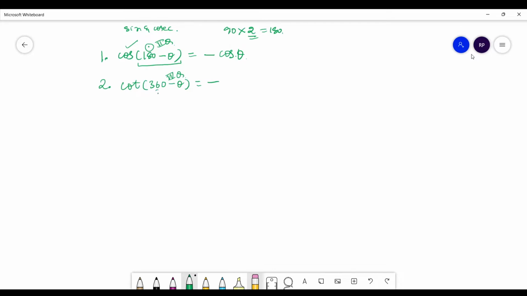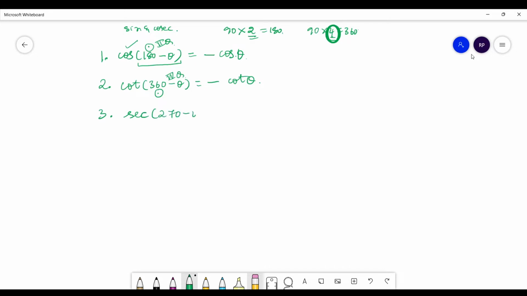Now come to this. 360 is an even multiple of 90. 90 into 4 is 360. 4 is even, so cot is going to remain as it is. So cot theta.